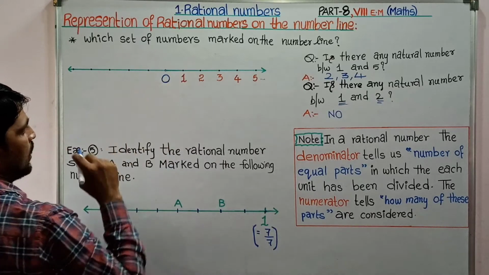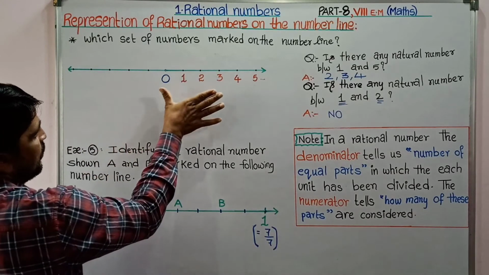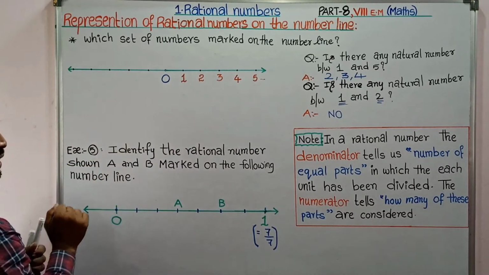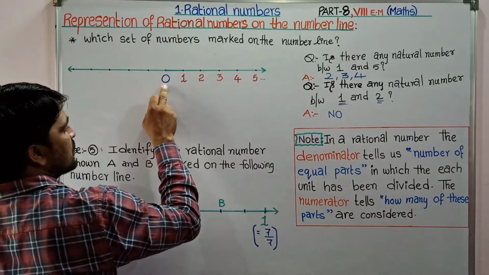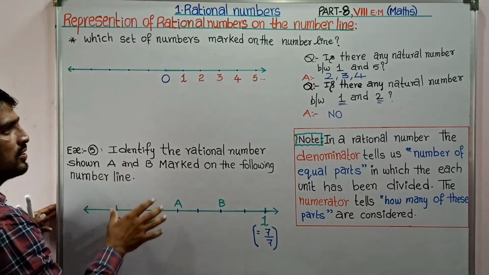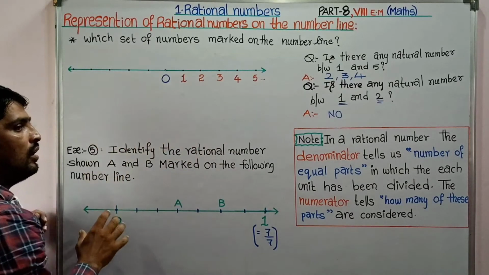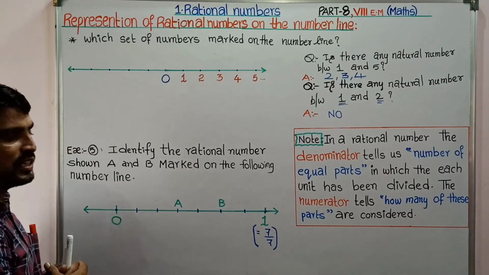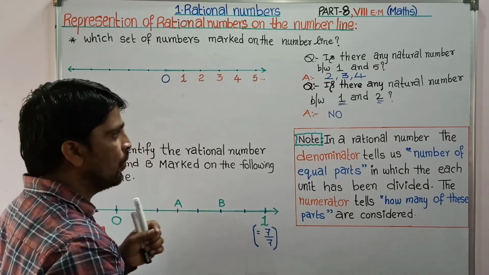Now include 0 on the number line. Now which set of numbers is marked on the number line? As the number line starts from 0, 1, 2, 3, 4, 5, and so on, these set of numbers are called whole numbers.